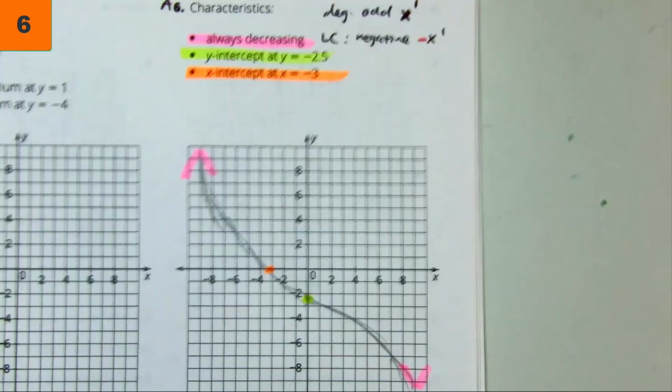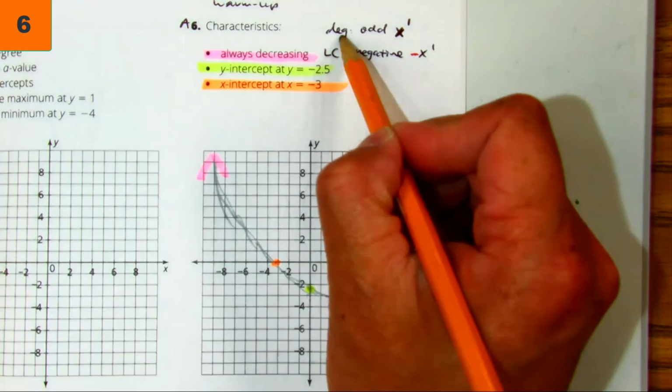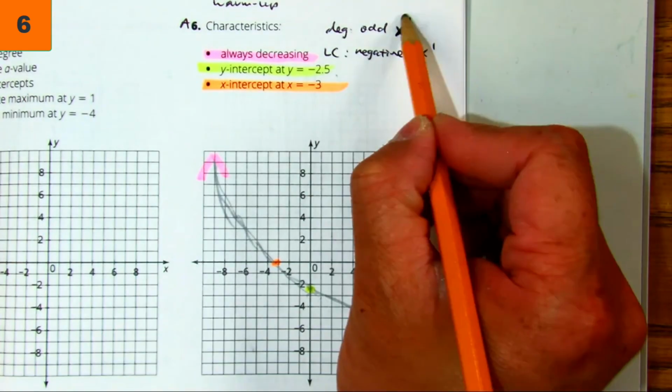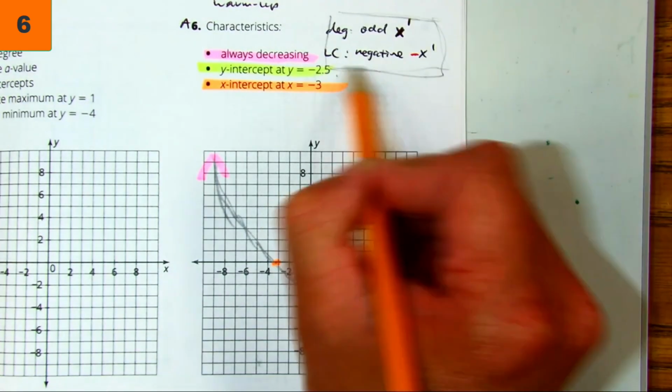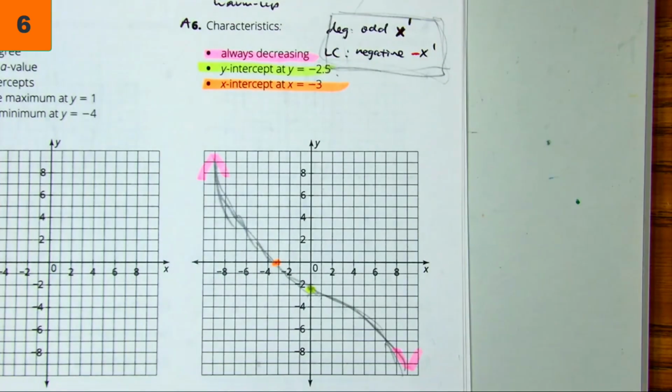So I know that the problem didn't ask you for the degree and it didn't ask you for the leading coefficient, but these are some basic tips that help us. We're going to eventually build upon these characteristics.